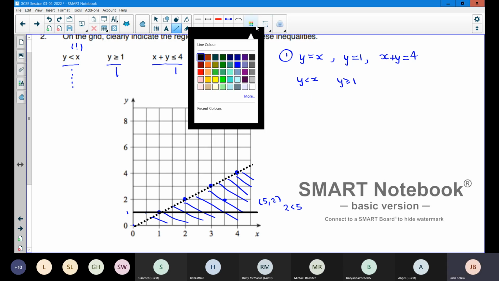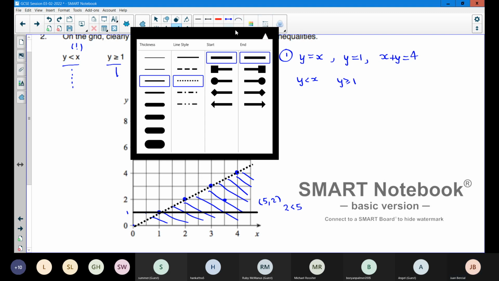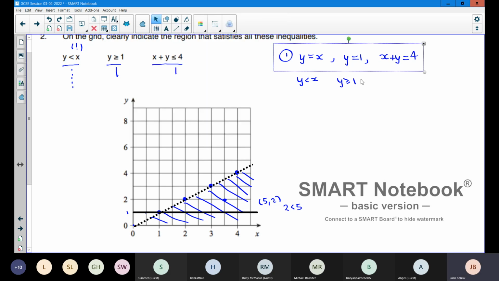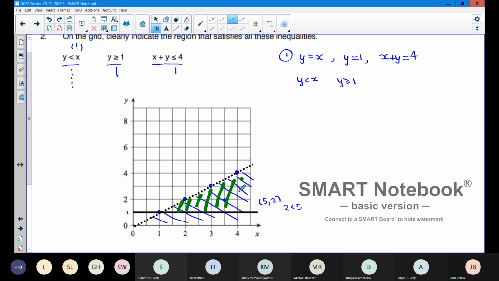So because we are shading now, we are shading above the 1. So we're going y greater than 1. We want the values of y that are bigger than 1. And I can just shade this in a different direction if you want, like that. So that means that it's okay, because we want it above there.